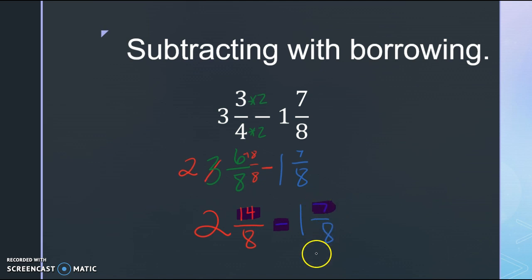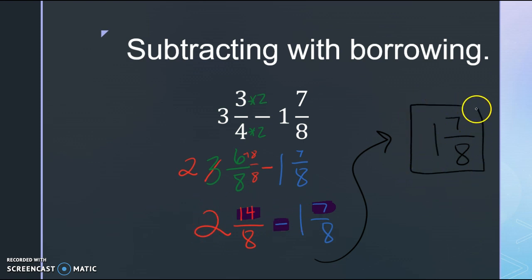So 14 minus 7, that's going to give us 7 in our numerator, 8 stays the same. And then we can look at our whole numbers. 2 minus 1 gives us 1. So our final answer on this one should be 1 7/8. So borrowing can be a little bit tricky. Just make sure you're adding that whole that you borrow to the fraction that's connected to it.